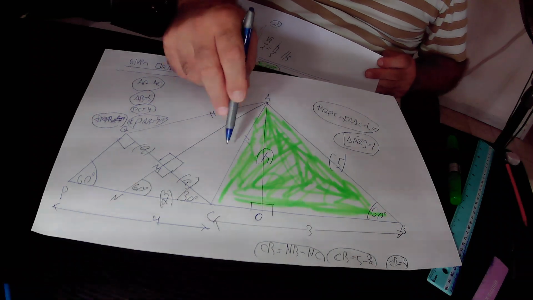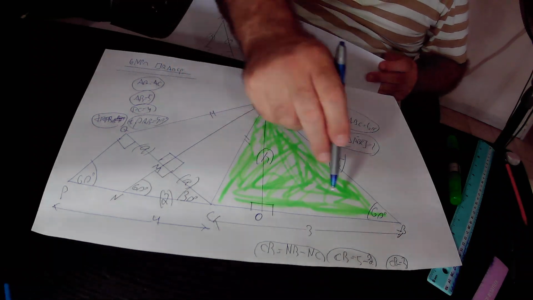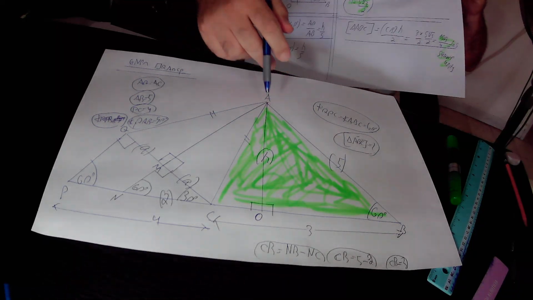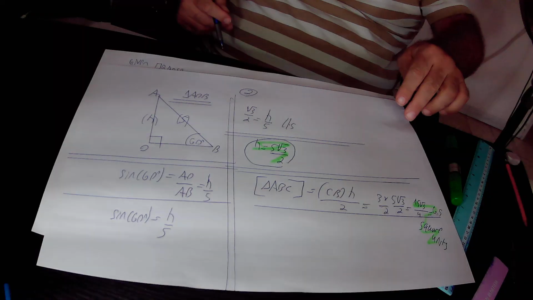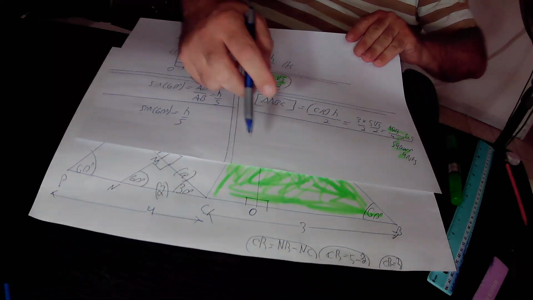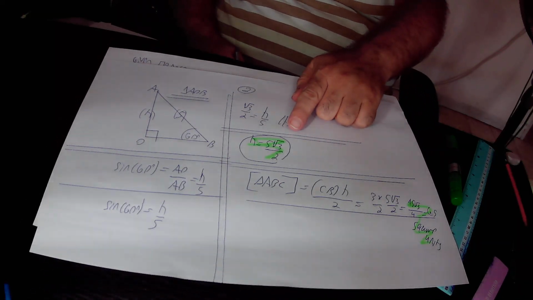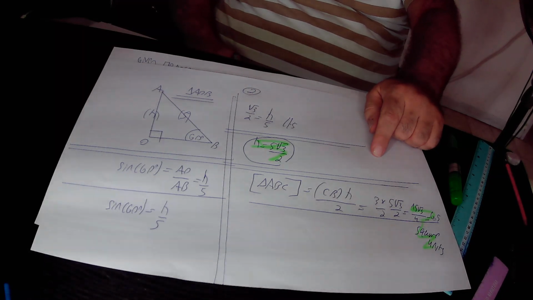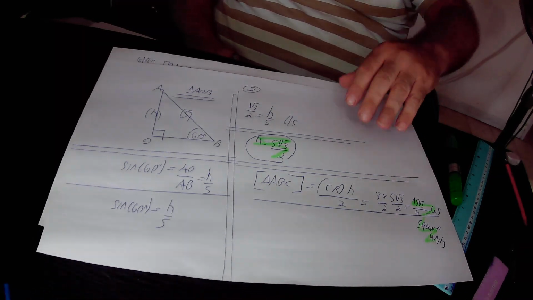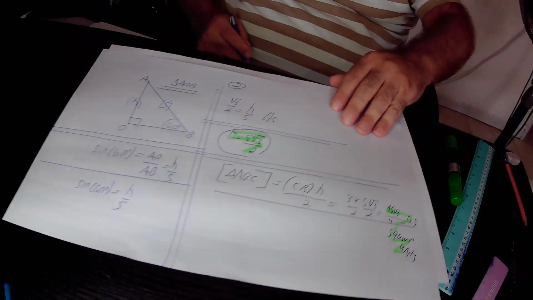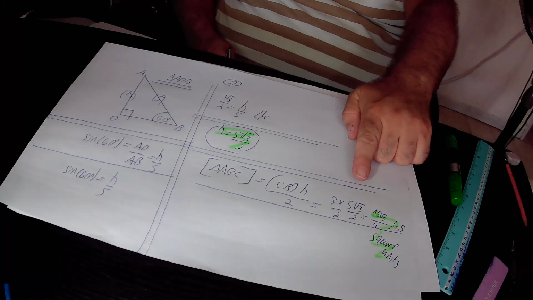The area of this green triangle ABC must be equal to the base CB times the height H over 2. CB equals 3, and H equals 5 times square root of 3 over 2, divided by 2. So in total, to find the area of this green triangle ABC, we have 3 times 5, which is 15.